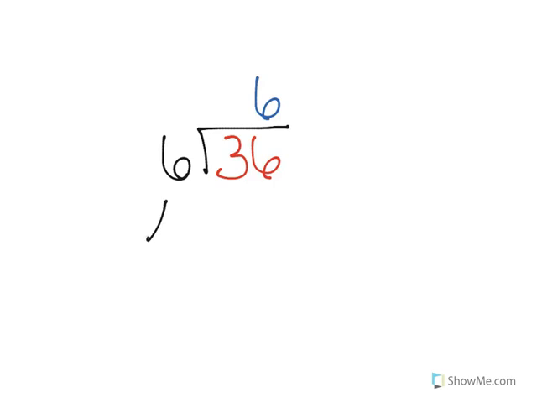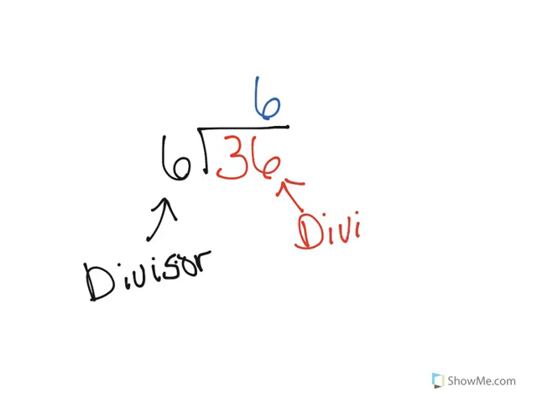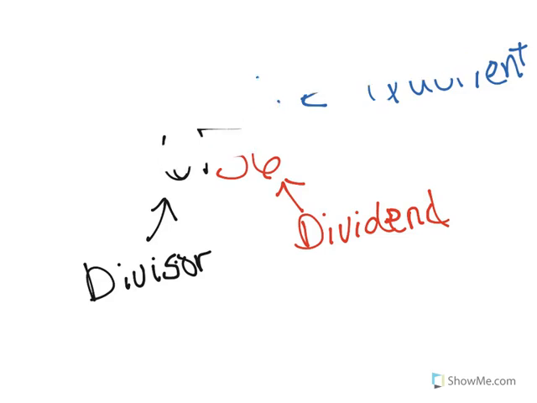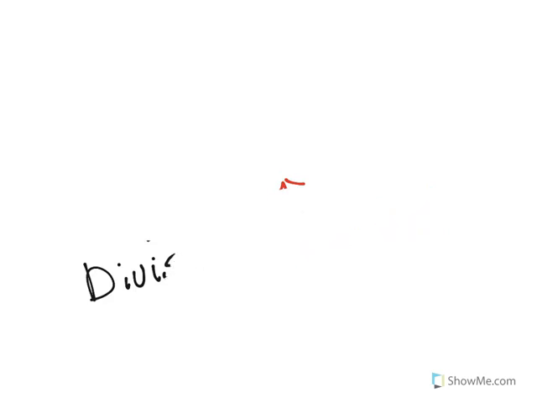Now first, the number outside the box is called the divisor. The number inside the box is called the dividend. And the number on top is called, nope, that's not right, quotient. Now it's important that we know the parts of a division problem as I explain how to do it.